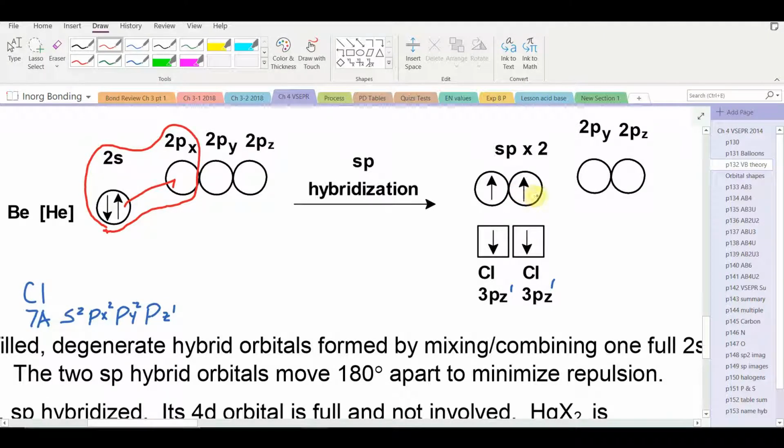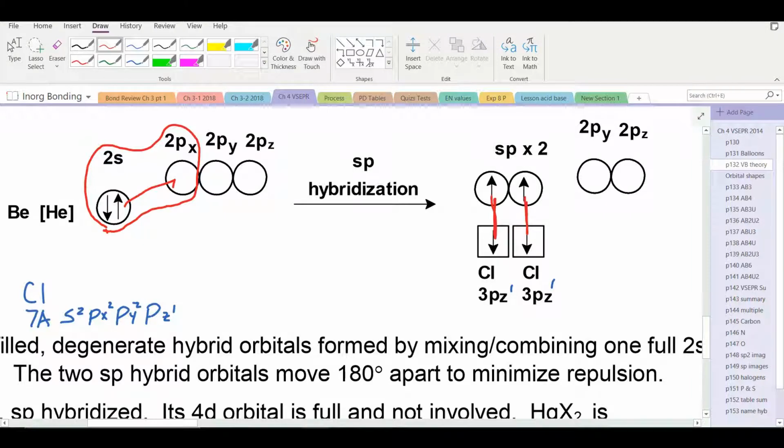Now why do I call them sp hybridized? Well, that's the name we give them. What should we call them? They were formed by mixing an s orbital and a p orbital, so why not call them sp hybridized orbitals? And there are 2 of them. And now we have 2 half-filled orbitals in beryllium that are ready to overlap with the half-filled 3pz orbitals of the chlorine. And I'm just going to show that overlap by drawing a line between these 2, like so. And that represents the covalent bond formation.